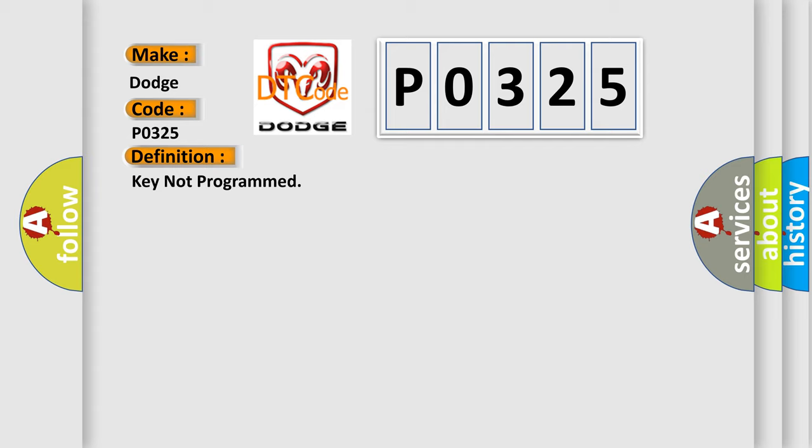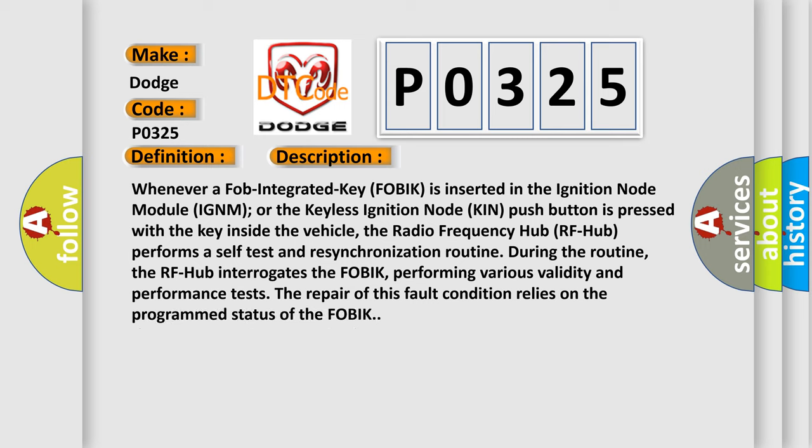And now this is a short description of this DTC code. Whenever a Fob-Integrated-Key, FOBIK, is inserted in the ignition node module, IGNM, or the keyless ignition node, KIN, push button is pressed with the key inside the vehicle, the radio frequency hub, RF hub, performs a self-test and resynchronization routine. During the routine, the RF hub interrogates the FOBIK, performing various validity and performance tests. The repair of this fault condition relies on the programmed status of the FOBIK.